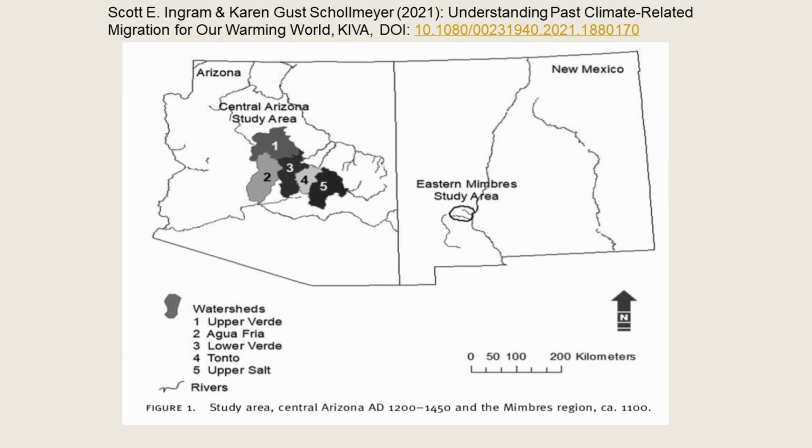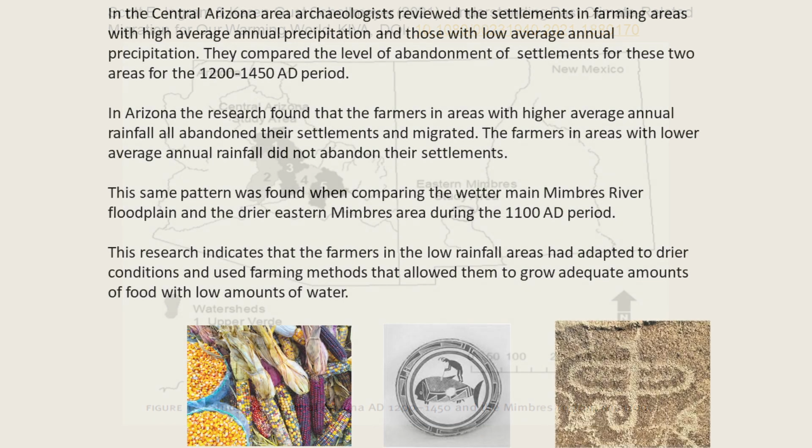So this is the study that was done by Ingram and Schulmeyer. They looked at areas that were farmed and settled in this area of central Arizona, and then they looked at the east Mimbres area and the main Mimbres area. And this is what they found.